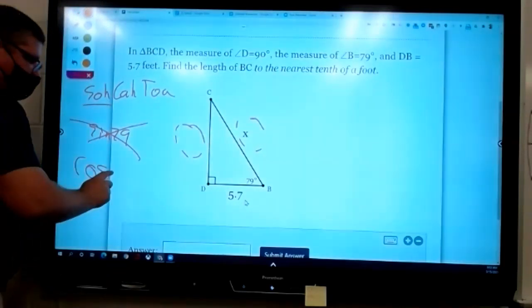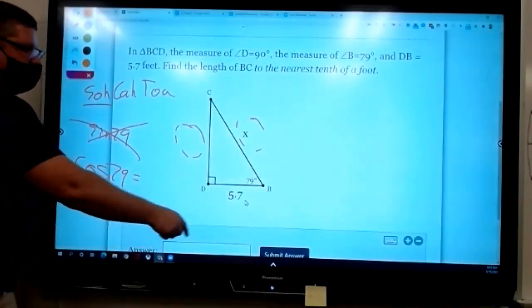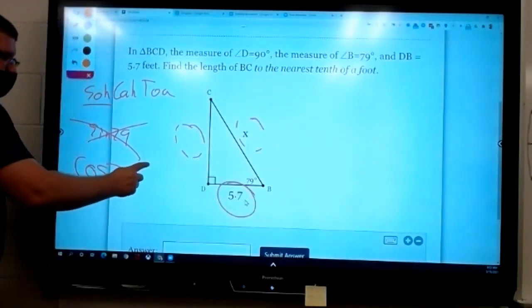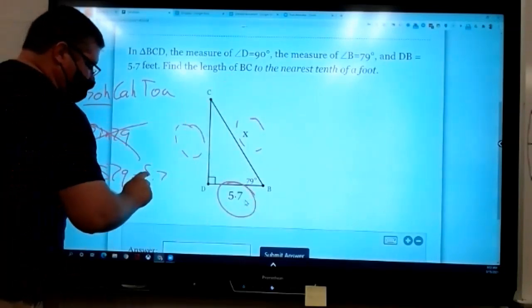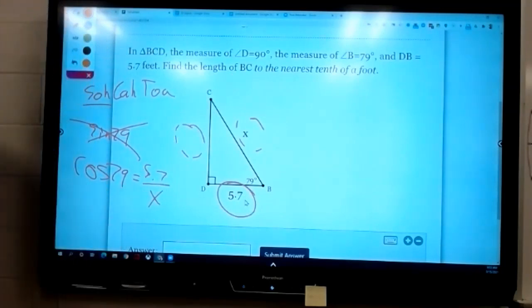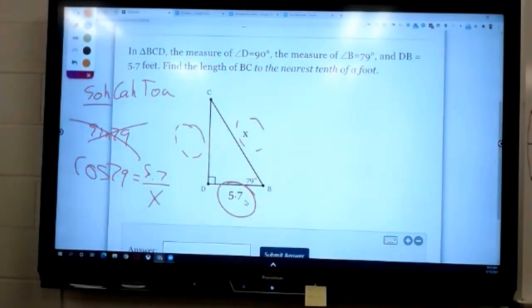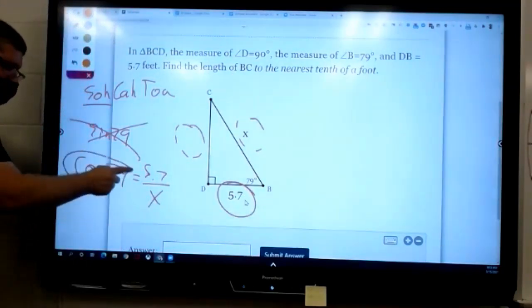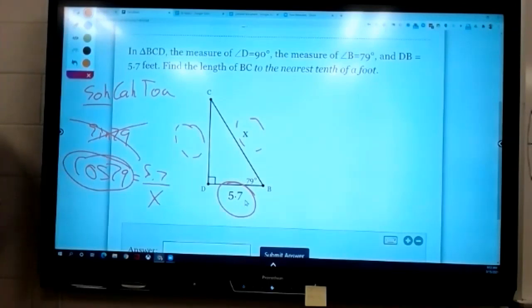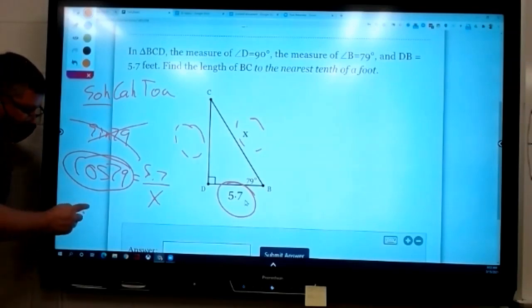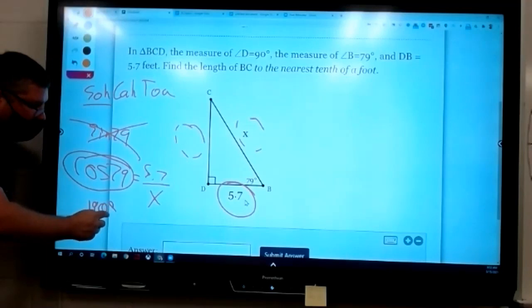Cosine, how about cosine of 79? Do I know the adjacent side? Do I know the hypotenuse? No, but now I still only have one variable, don't I? Can I find this as a decimal? Like now? 0.190. Okay.